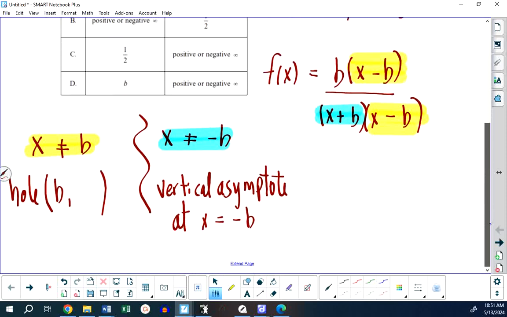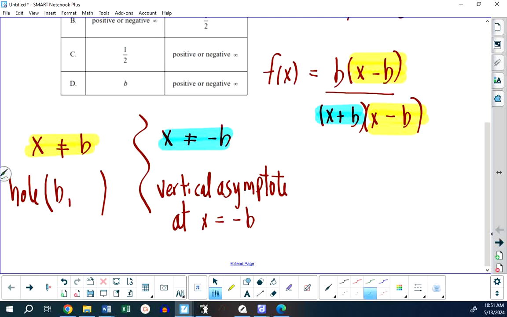But let's find out the y-coordinate of the hole. I'm finding out the y-coordinate of the hole with you here because we need that to answer the question. However, there might be a question on an exam that just says, what is the y-coordinate of the hole? Or what is the range of the graph, in which case we would have to say y is not equal to the y-coordinate of the hole. So we have to know how to find the y-coordinate of the hole.